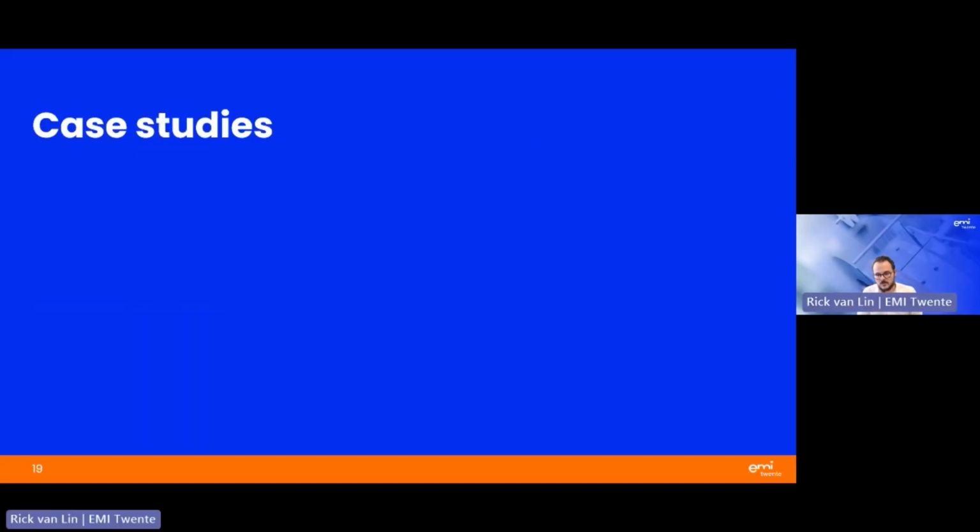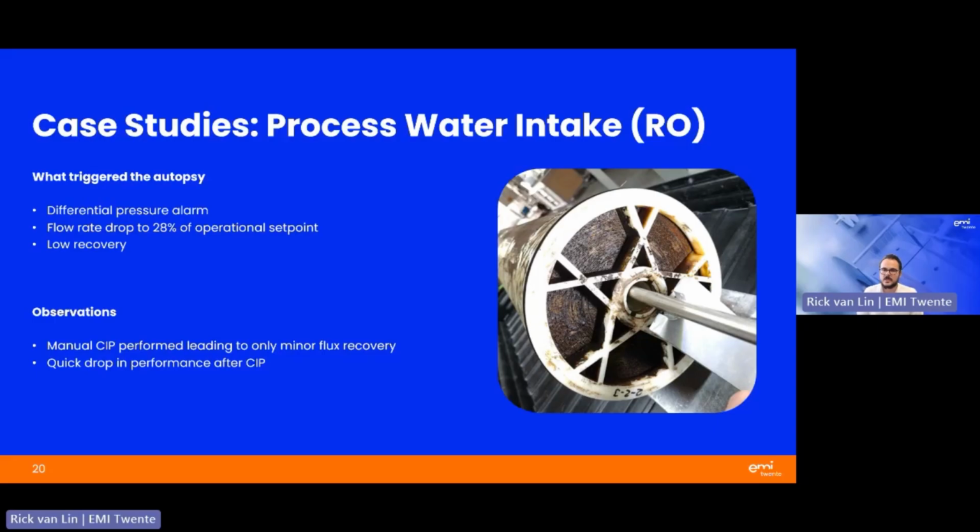So I want to look at two case studies, just to give you an impression of what can happen to a module, but also how we approach this and how a membrane autopsy would look. So first of all is one that looks worse than it smelled. This was an RO module used for production of processed water.